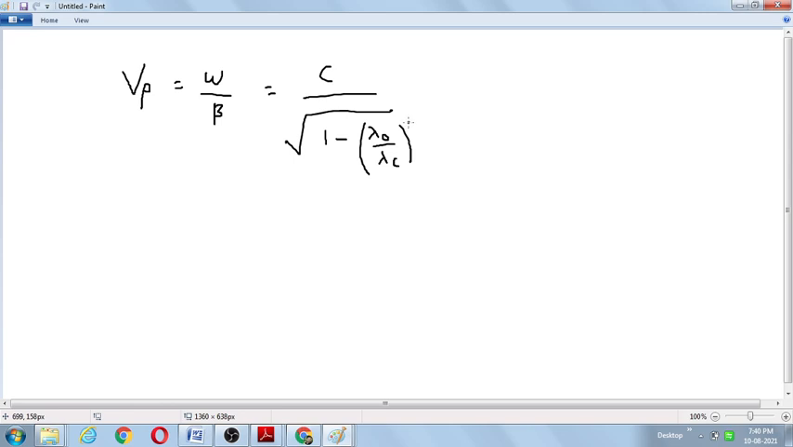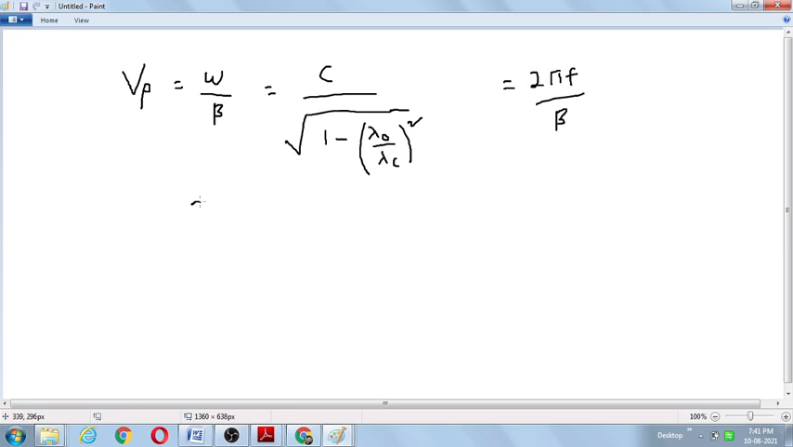We know that c is equal to 3 into 10 power 10 centimeters per second. Lambda naught is calculated. Lambda c also calculated, 4 centimeters. Substitute these values, you will get the phase velocity. And otherwise, omega by beta, where omega is equal to 2 pi f. So 2 pi f by beta, that is also called phase velocity.